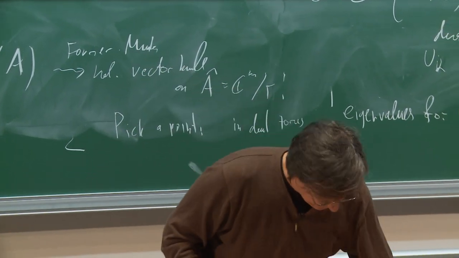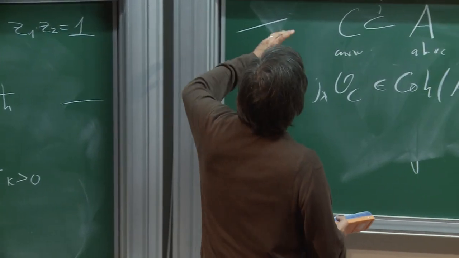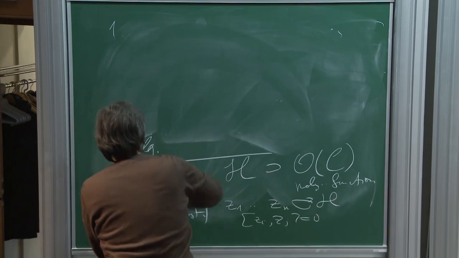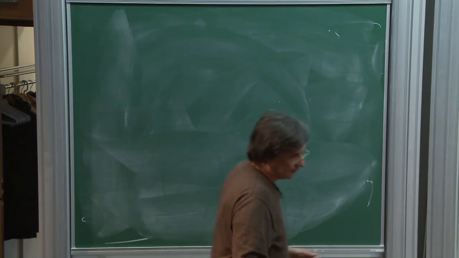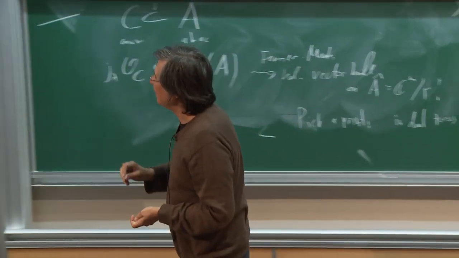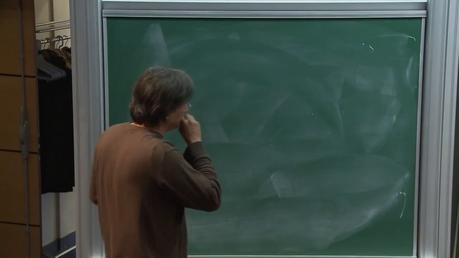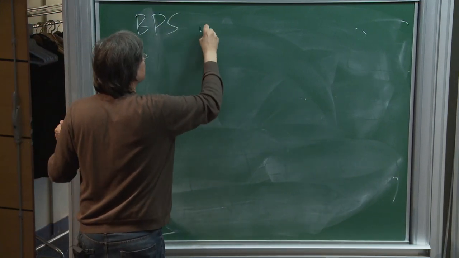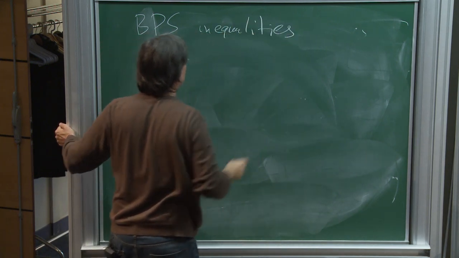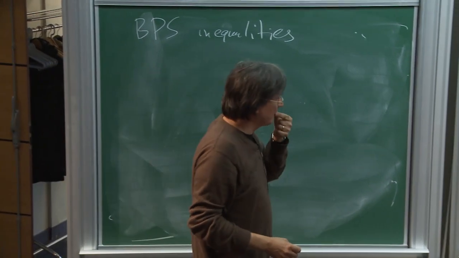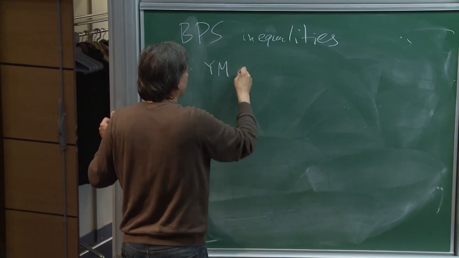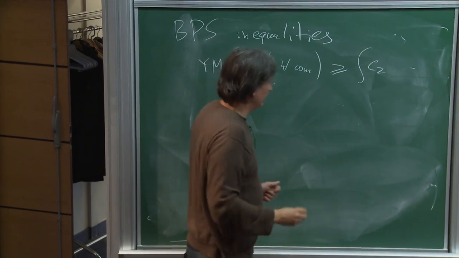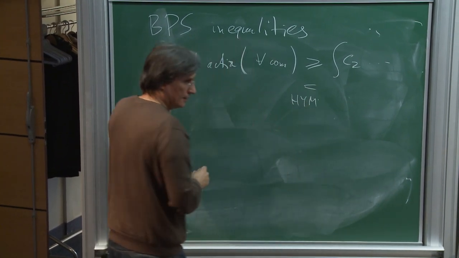And there is still something which I don't understand in all this story, which is the following. There are things called BPS inequalities in physics, which have two meanings. The Yang-Mills action of any connection is bounded below by some integral of a second Chern class, and equality means that you have the Hermitian Yang-Mills equation.